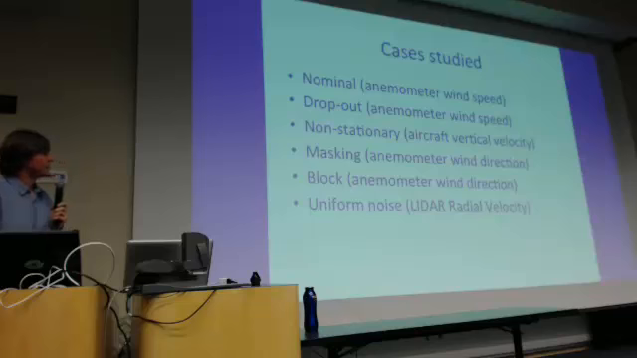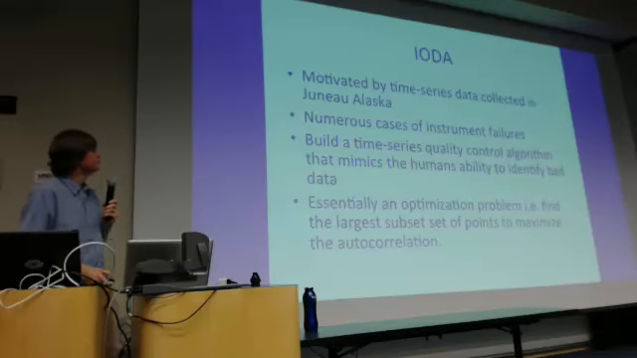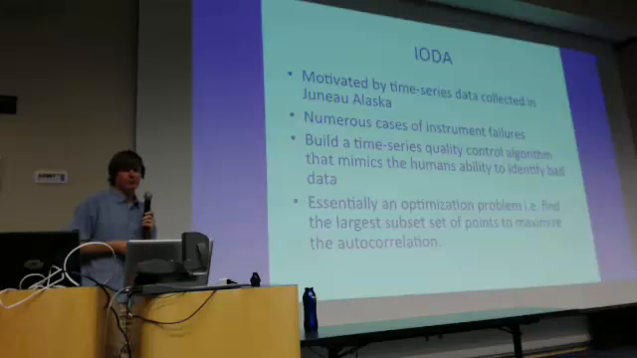So these cases that we studied were broken down into our nominal case. We had this dropout case, a non-stationary case. This was aircraft vertical velocity, which was from a research aircraft. Masking, this was this anemometer wind direction. Then we have another case called the block case, and then we have our uniform noise case.